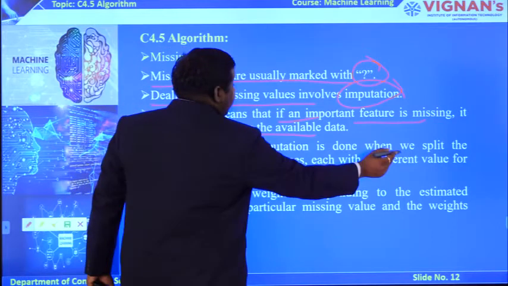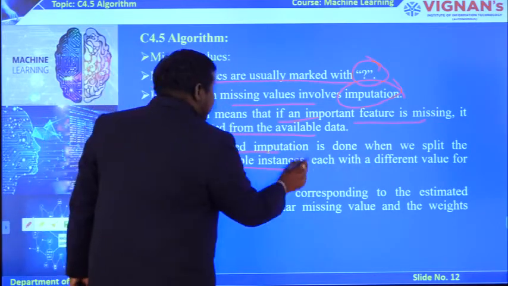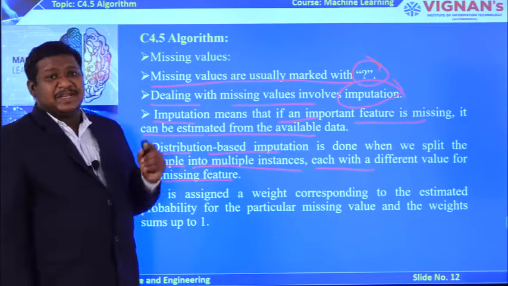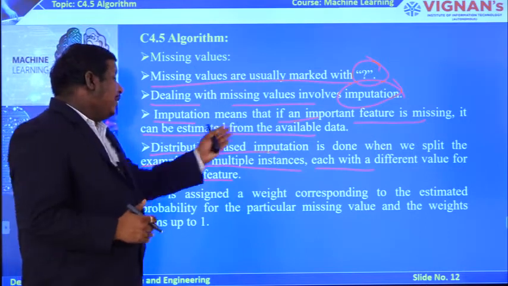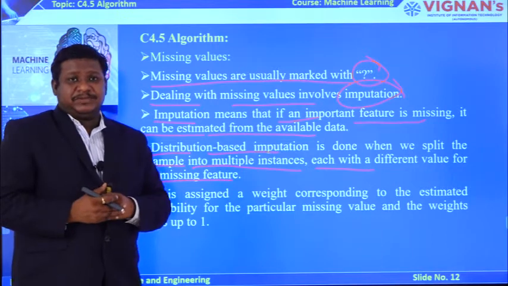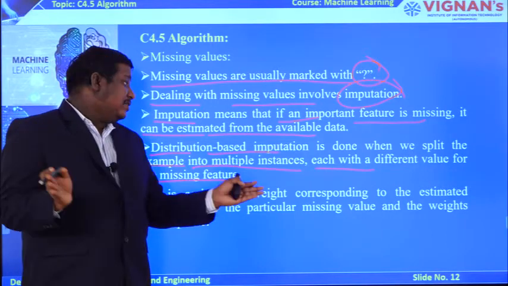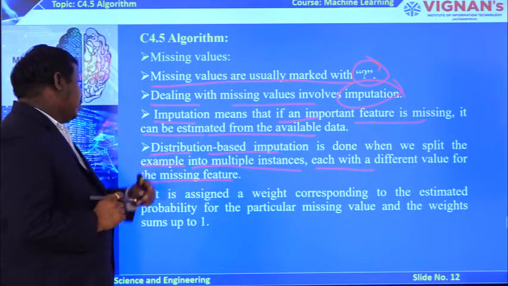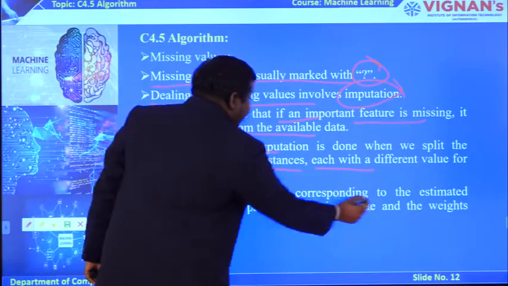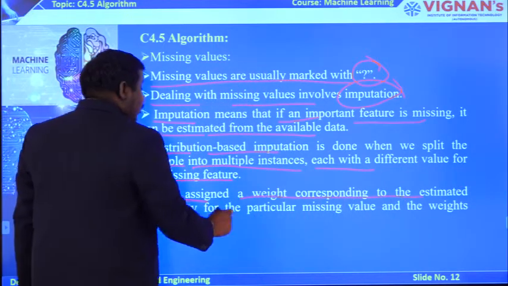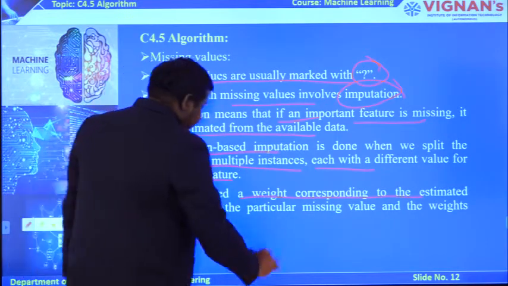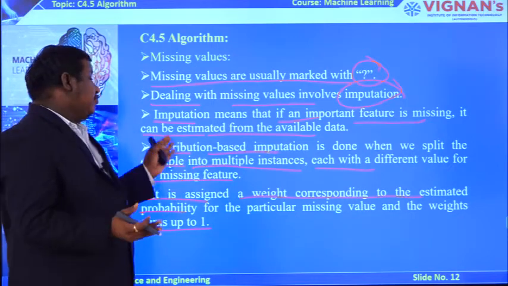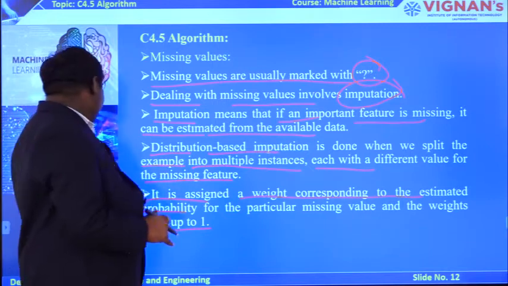Distribution based imputation is done when we split the example into multiple instances, each with a different value for the missing feature. So, when we are splitting the data into multiple instances, we fill in different values for the missing feature. Each is assigned a weight corresponding to the estimated probability for the partition, with the weights summing up to 1. So, when we are classifying the data into multiple values, the missing values will be replaced with different values from the available data.